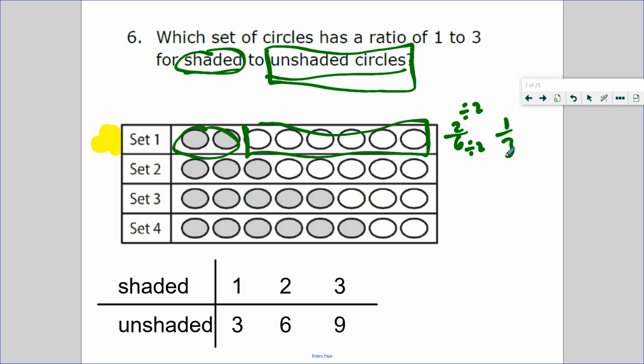Another way to do it is, can you build 1/3 to another equivalent ratio? You multiply it by 2, multiply 2, and you get 2, 6. 2 shaded, 6 unshaded. Or you can build it by 3, and get 3 9ths. 3 here, but this is supposed to have 9 unshaded, so I know that's wrong.